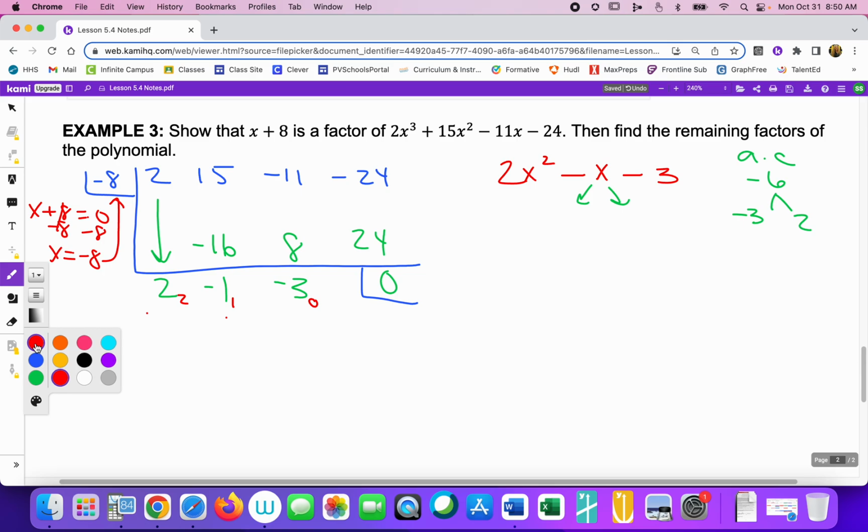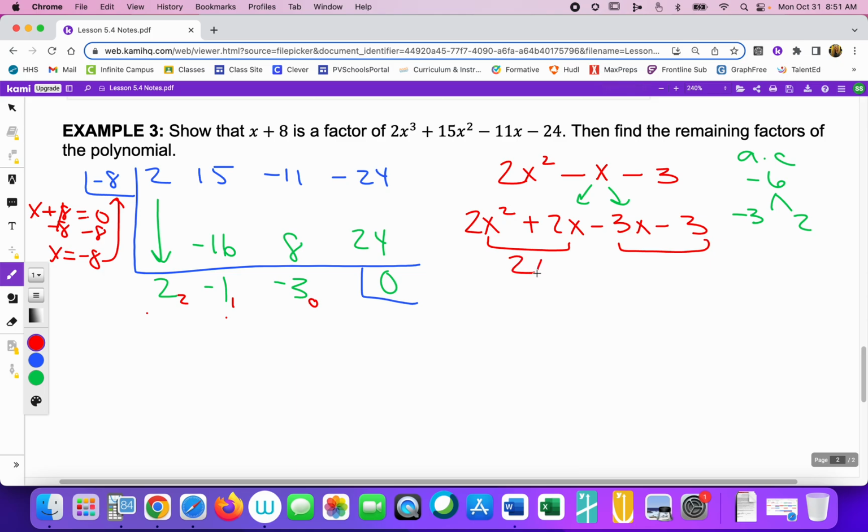2x squared, do you want to do the minus 3x first or the plus 2x? Plus 2x. Can we group them and take out the GCF of each group? Okay. GCF is 2x. What's this one? -3. We take out the 2x. What's left? X plus 1. Take out the -3.